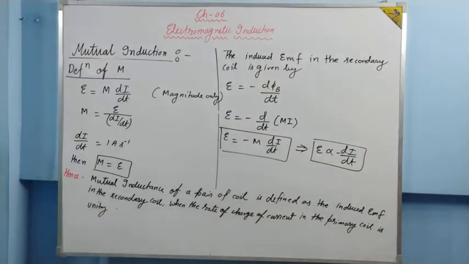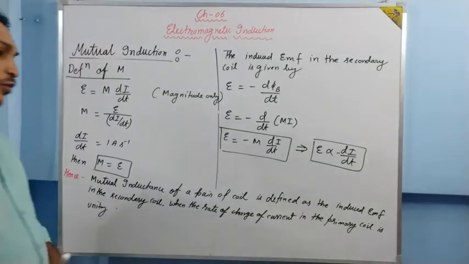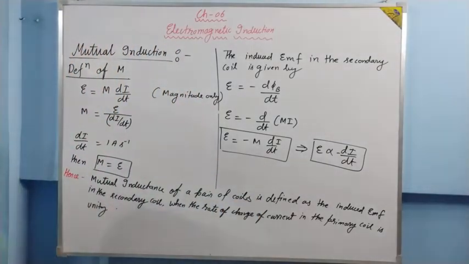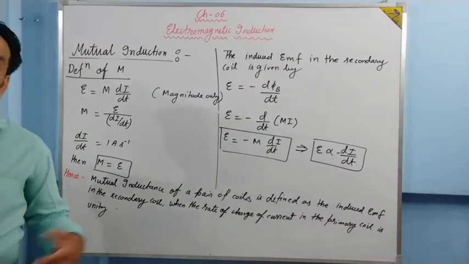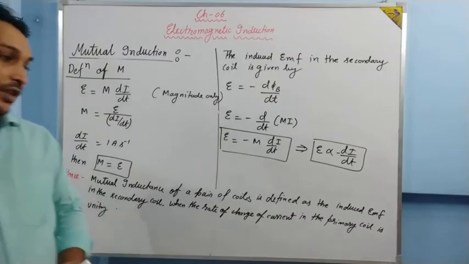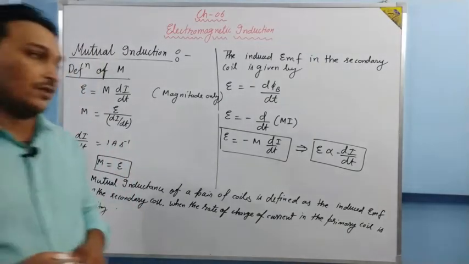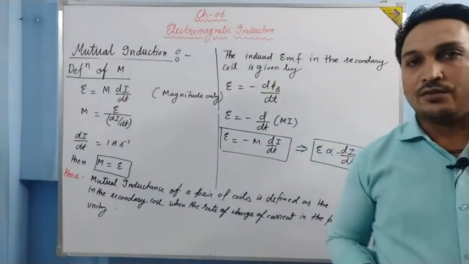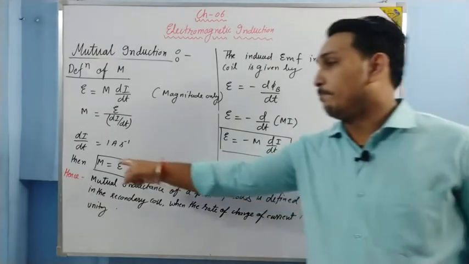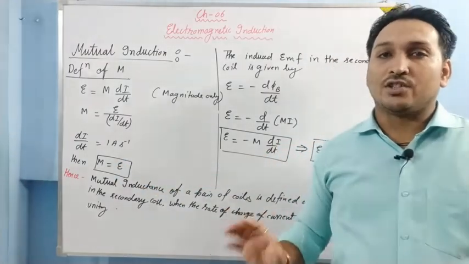Okay? Mutual inductance of a pair of coils is defined as the induced EMF in the secondary coil when the rate of change of current in the primary coil is unity. This is the definition. This is the definition of what? M. M is what? Coefficient of mutual induction.